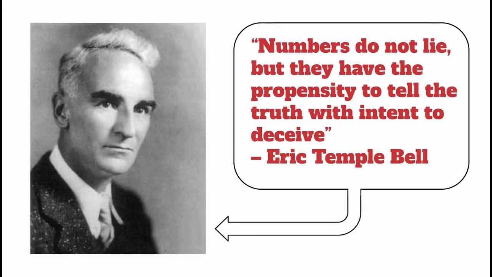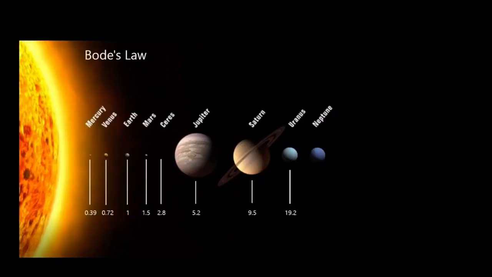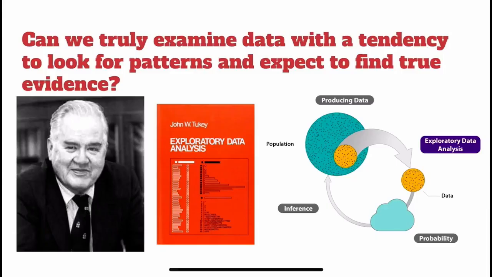And so that picturing of patterns is an example of Bode's law, which is an empirical observation that explains a, quote, linear relationship between the logarithm of the distance from the sun and the number of planets in our solar system, on page 234. And here's a picture that shows Bode's law with the planets. So these observations ultimately beg the question, can we truly examine data with a tendency to look for patterns and expect to find true evidence?